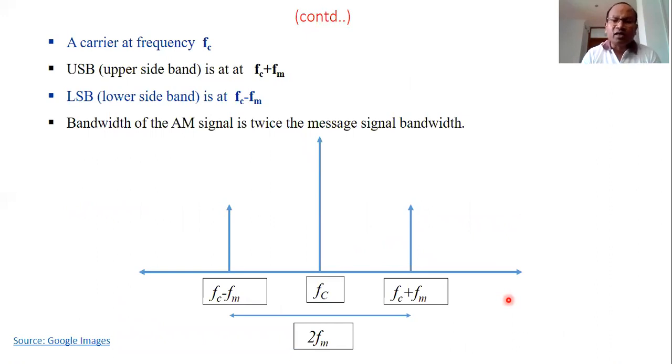But what is more important about this diagram is that it is called the frequency domain representation of the amplitude modulated signal, where there is the carrier at the center, the upper sideband at FC plus FM, and the lower sideband at FC minus FM.